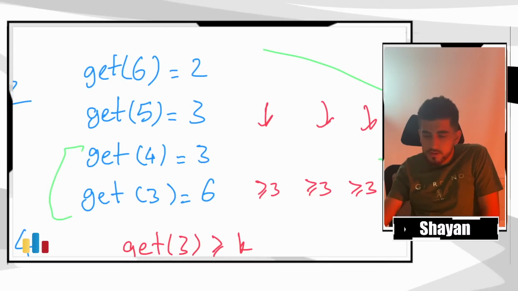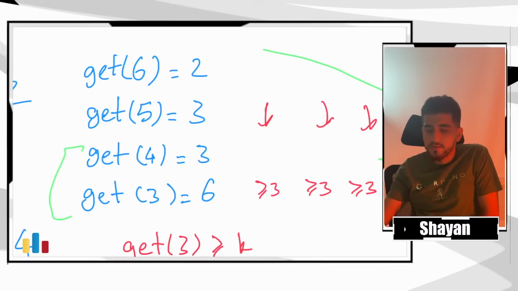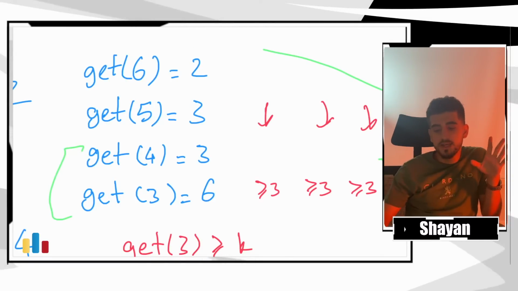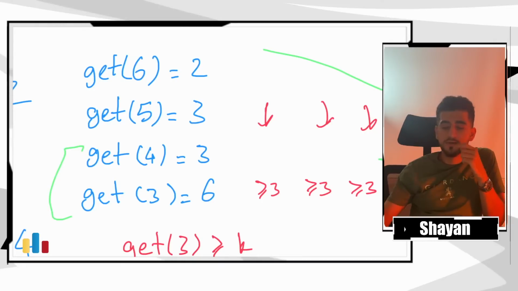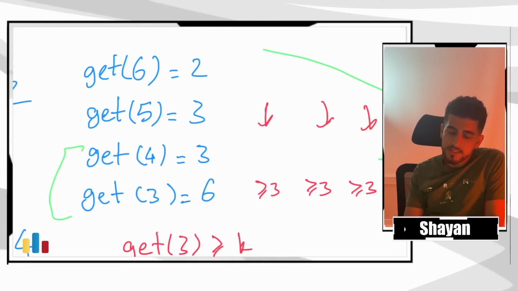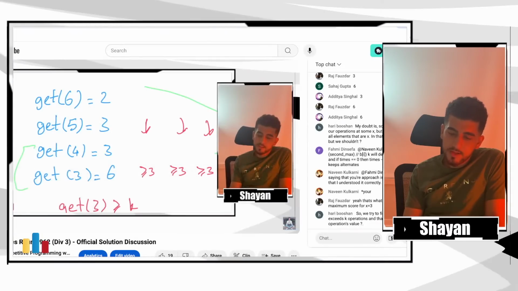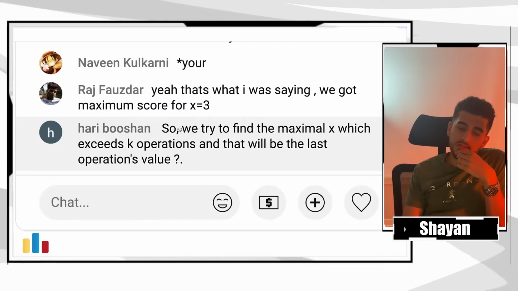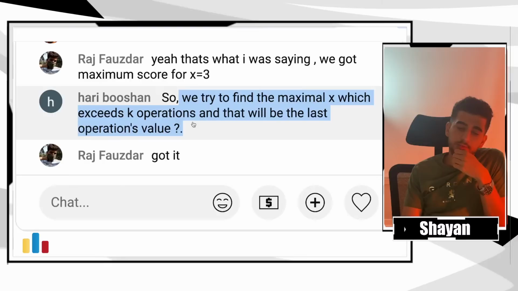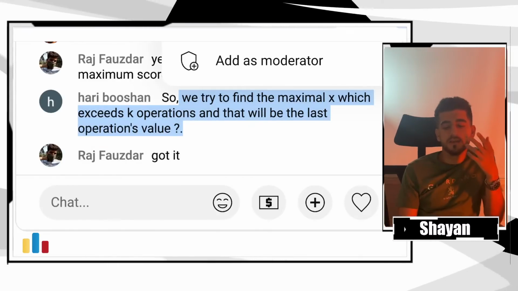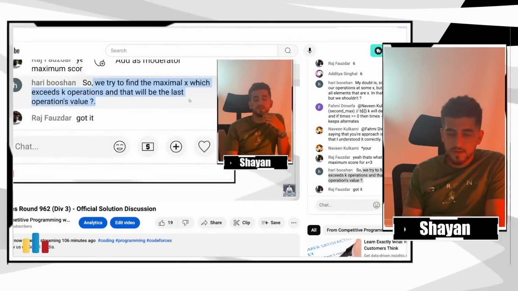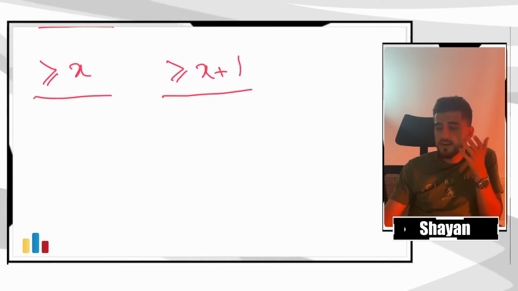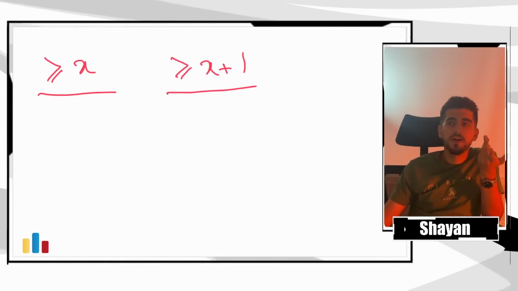So the whole point, yes, we want to find the maximal x which exceeds k operations, exactly, and that will be the last operations value. Exactly, this comment is exactly what I'm trying to say. We try to find the maximal x which exceeds k operations, and that will be the last operations value. So this way we will find the last operations value, and that's gonna help us a lot.